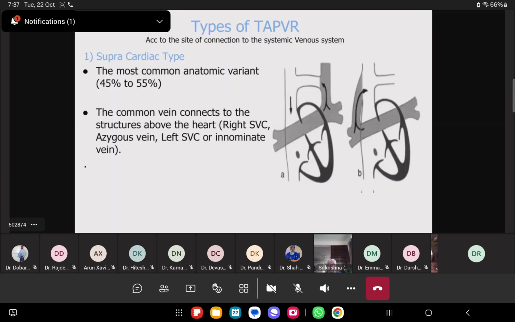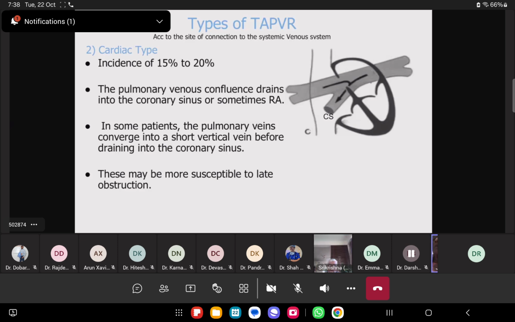The types of TAPVC are classified according to the site of connection to the systemic venous system. The most common type is supracardiac, which constitutes around 45 to 55%. The common vein connects to structures above the heart, including the right SVC, the azygos vein, the left SVC, or the innominate vein. The image shows supracardiac TAPVC with connection to the innominate vein, via the common vertical vein draining into the innominate vein and then the right SVC.